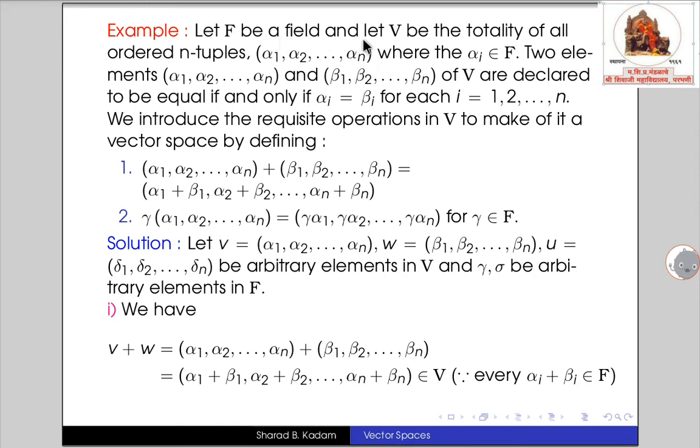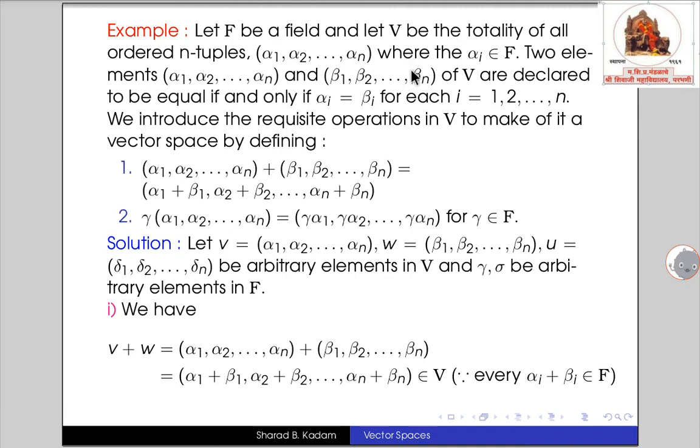So this is called a vector. Alpha 1, alpha 2, alpha n are scalars, whereas this element is a vector and this is an n-tuple. Here alpha 1 is the first component, alpha 2 is the second component, and alpha n is the nth component.